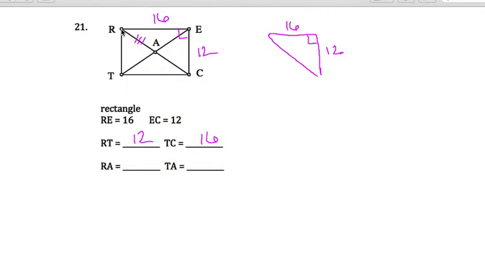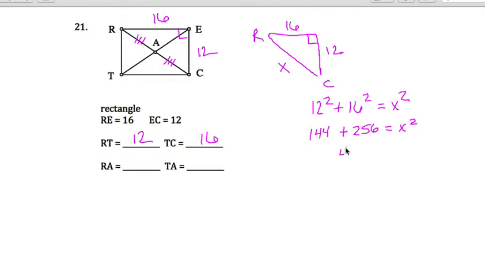And what I have to remember is that RA is exactly half of the diagonal RC. And RC is the hypotenuse of that right triangle that I drew over here. So I'm going to figure out what is this hypotenuse by taking a Pythagorean theorem. 12 squared plus 16 squared is going to equal that hypotenuse squared. So 144 plus 256 is going to equal x squared. So 400 equals that x squared. And when I square root both sides, I get that 20 is equal to x.